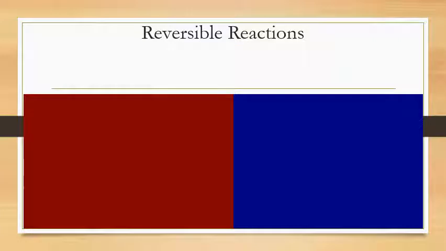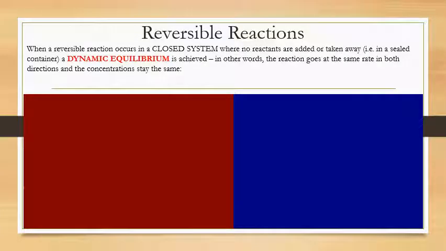So in the video on the last slide, you would have looked at reversible reactions. And when a reversible reaction occurs in a closed system, and by a closed system I mean there are no reactants being put into the system and no products being taken away from the system, for example in a sealed container, we have something called dynamic equilibrium. Dynamic equilibrium is when the reaction goes at the same rate in both the forward and back reactions.